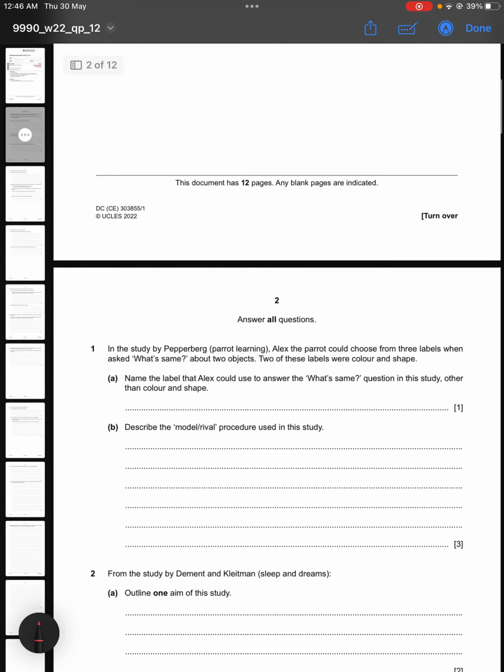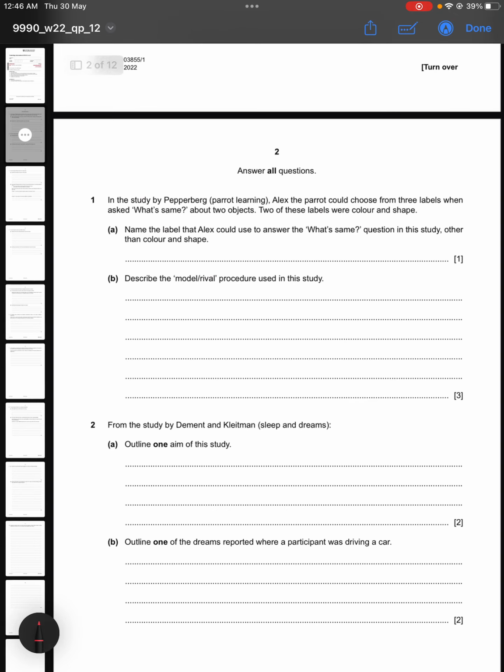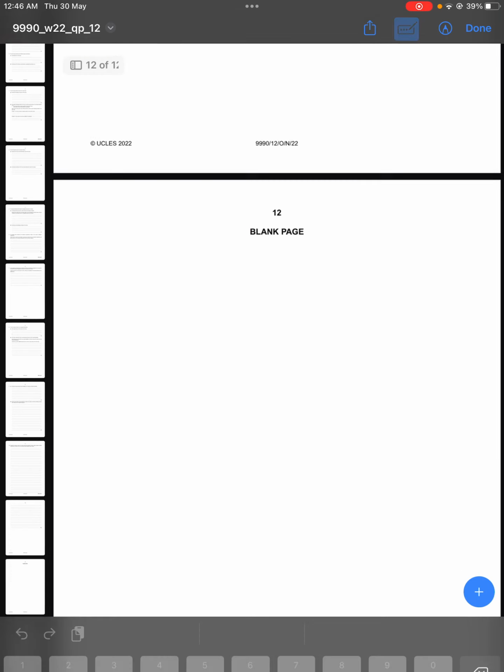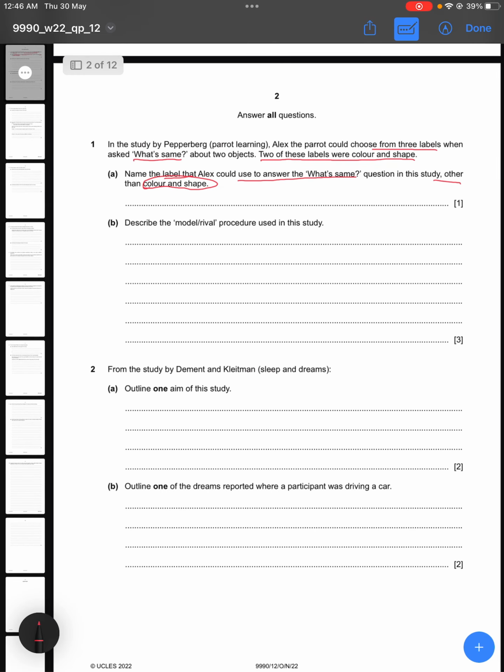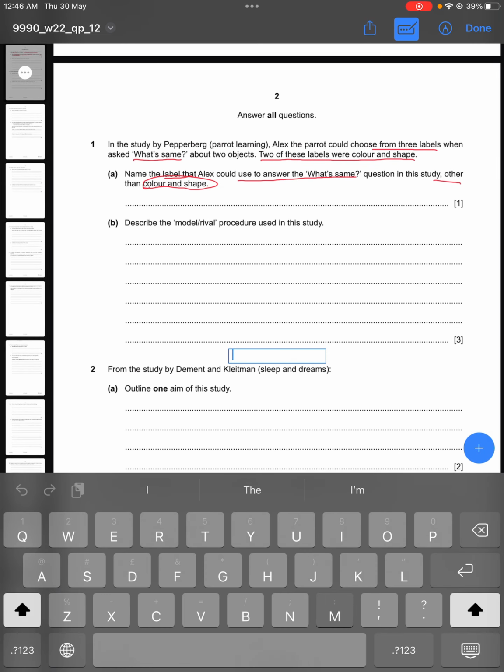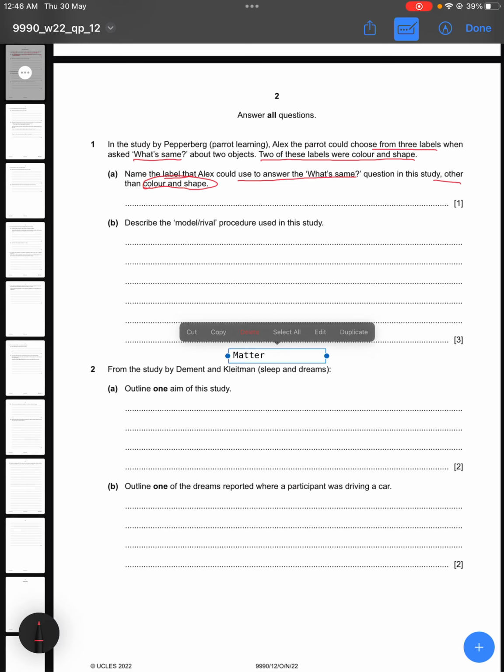Moving on to the first question, it says, in the study by Pepperberg, Alex the parrot could choose from 3 labels when asked what's same about 2 objects. 2 of these labels were color and shape. Name the label that Alex could use to answer the what's the same question in this study other than color and shape. So other than color and shape, from the study we know that the third response was supposed to be regarding matter. The matter of the object that was shown to Alex the parrot.